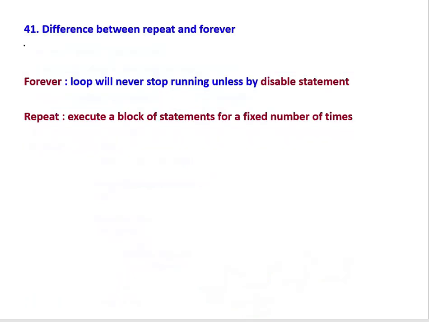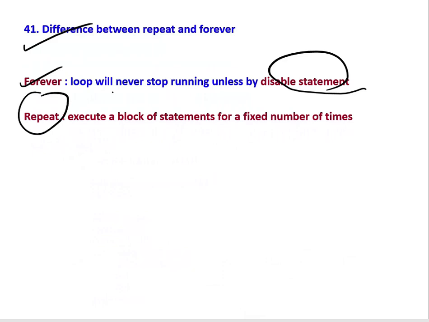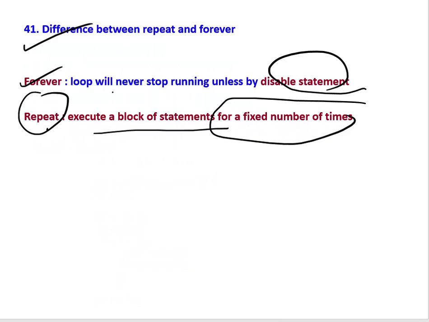The next is the difference between repeat and forever. Forever: this loop will never stop running unless stopped by a disable statement. Repeat executes a block of statements for a fixed number of times. So repeat is used for a fixed number of times. If you want to run a few statements or any logic a fixed number of times, you go with repeat, and if it is for continuous running, then forever is used.